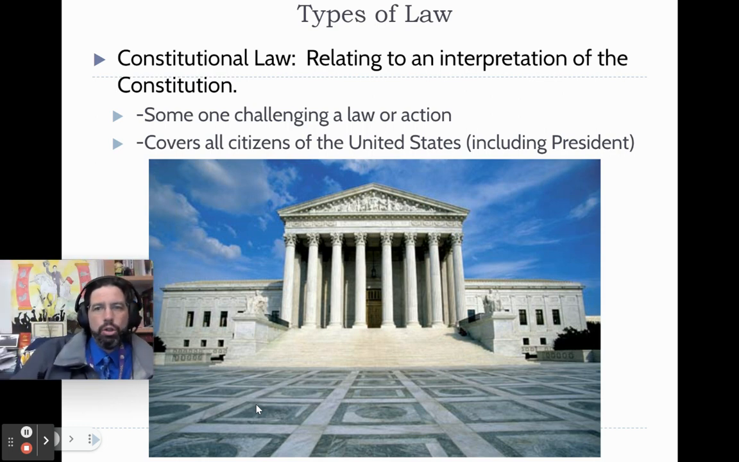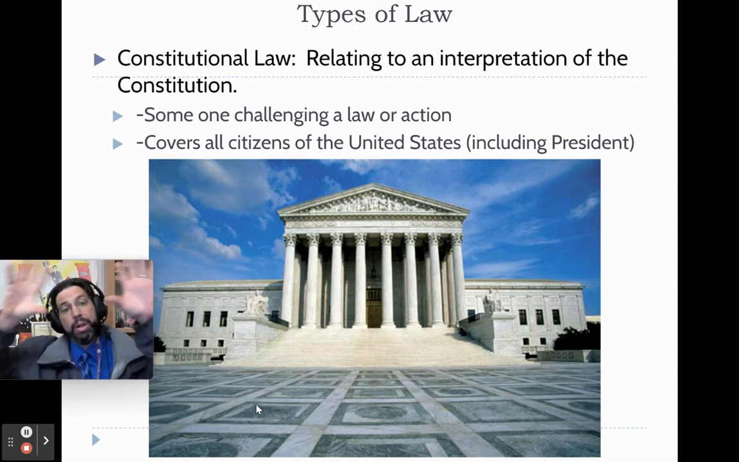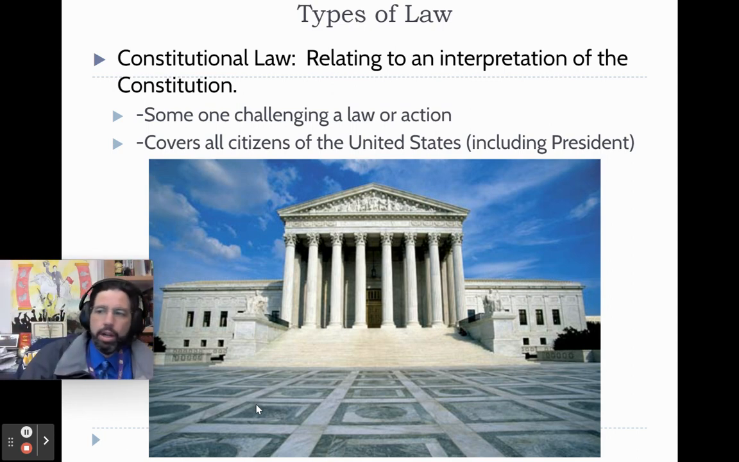This is relating to an interpretation of the Constitution. This covers all the citizens of the United States, including the president. And usually it means someone is challenging a law or action that is maybe unconstitutional. Okay. Now, understand that when you're dealing with constitutional law, it's a much bigger, broader aspect that's going to cover everybody. It's not just a small case-by-case interpretation or basis like a civil or criminal trial.